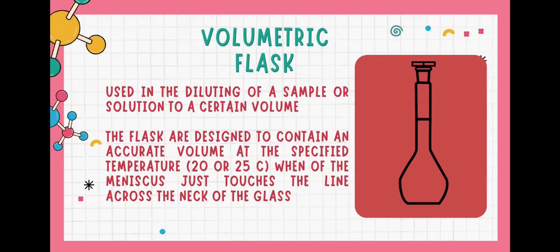Volumetric flask, used in diluting a sample or solution to a certain volume. The flasks are designed to contain an accurate volume at a specific temperature, 20 or 25 Celsius, when the bottom of the meniscus just touches the line across the neck of the glass.